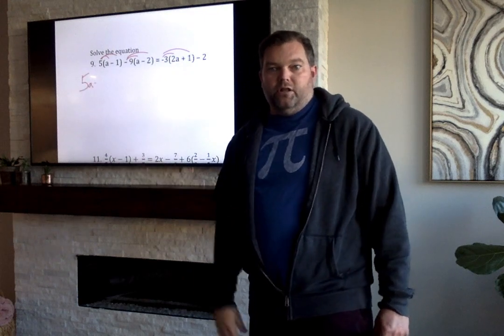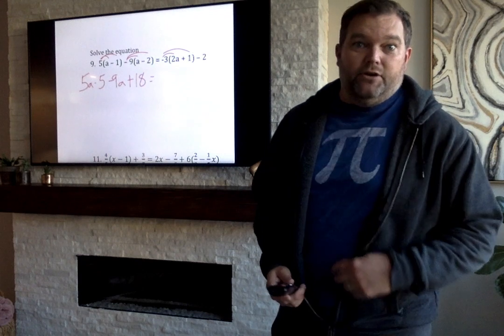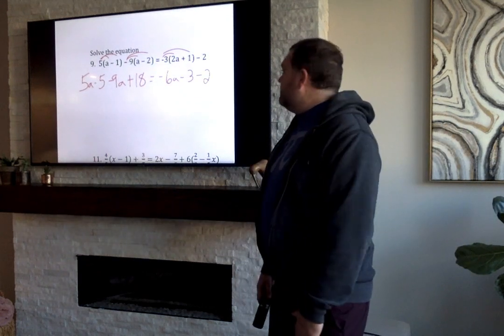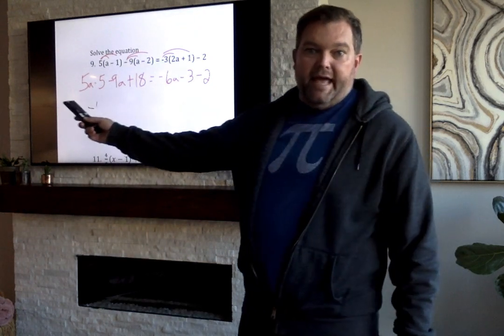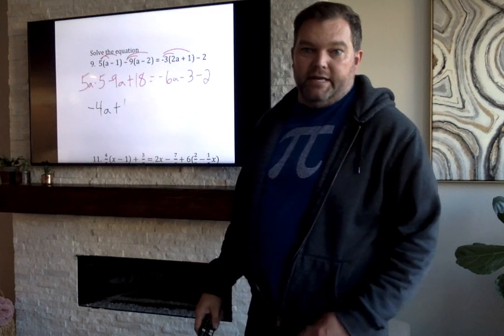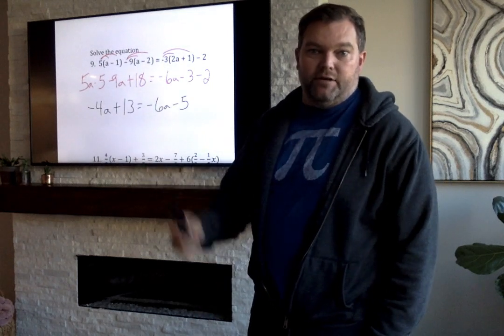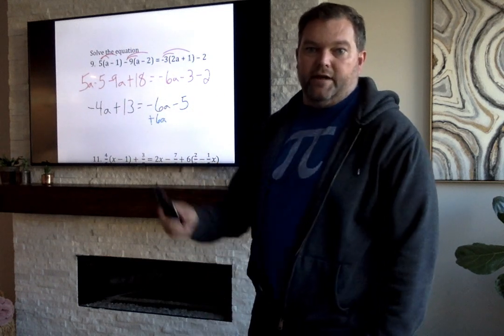And now I'm going to write it all out. Hopefully there's no mistakes. I didn't check this for mistakes, so you let me know if there are any. Talk to your classmates if you feel like you come across them. So now I'm going to put my a's together over here, and that's how I got negative 4a. I put my negative 5 and 18, that's how I got plus 13. And over here I put negative 3 and negative 2 to get negative 5.